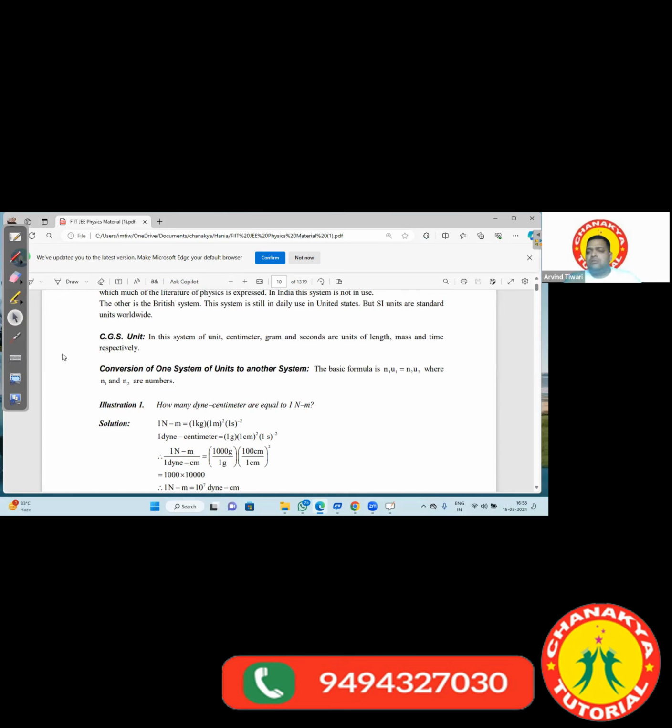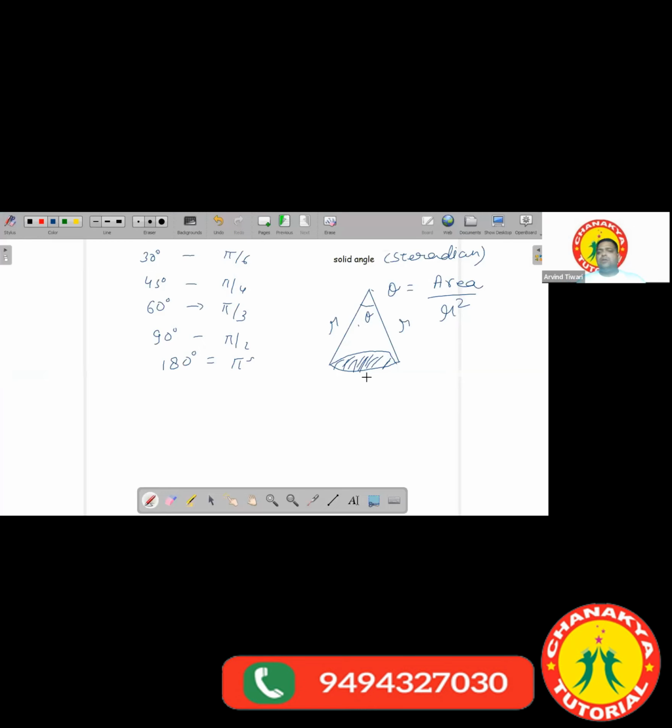Sometimes we may need to convert from CGS unit to SI unit, and sometimes we need to convert from SI unit to CGS. Okay. So let us see how we perform the calculations. To convert from one unit to the other unit, we use the formula N1 U1 is equal to N2 U2.